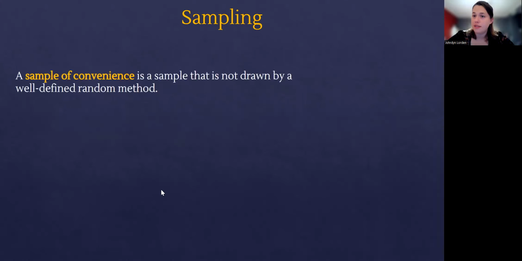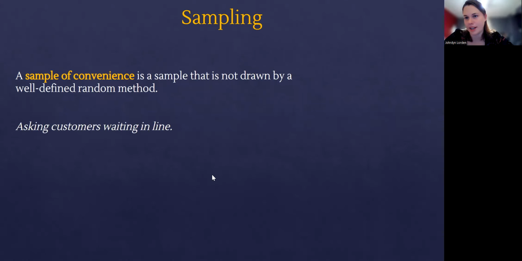Some other methods. This one's called the sample of convenience, and this is basically a bad sample. That's what we call it. A sample of convenience is, well, I asked some people around. I asked people in my classes. I sampled friends and family members, right? It's something that's not a well-defined random method.